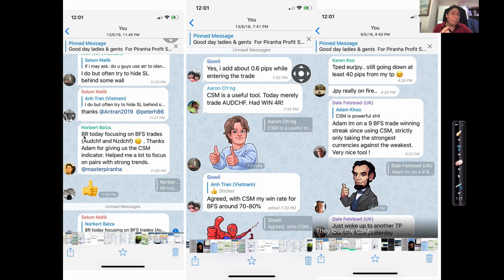So if you're risking 1%, 8R means an 8% return on your capital. If you're risking 3%, 8R is a 24% return on your capital. So some of my students are risking 1%, some are risking 3%. But we measure our performance in terms of R. How many R did you achieve in a day or month, right?